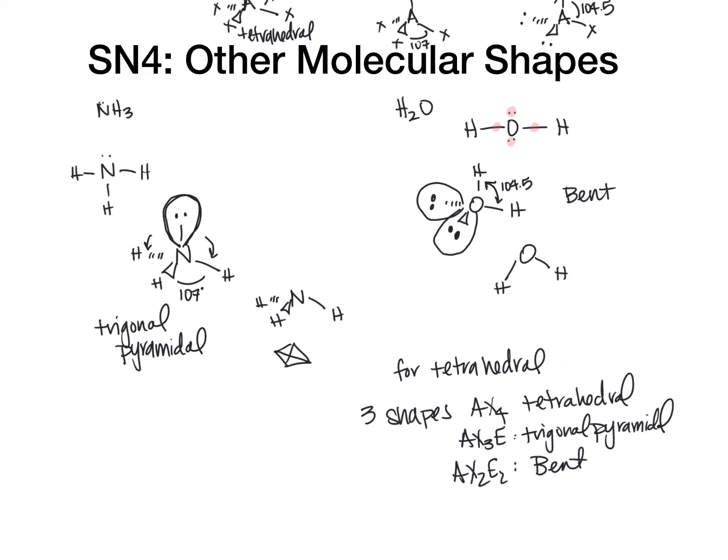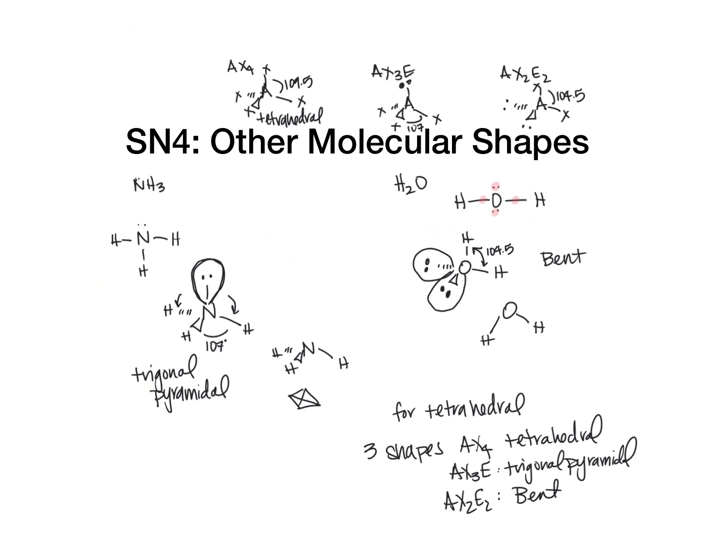So now that we've thought about the steric number of 4, let's take a look at steric numbers of 5 and 6. In steric number of 5, we're going to look at the base shape of AX5, which is the trigonal bipyramidal, and it looks like this.